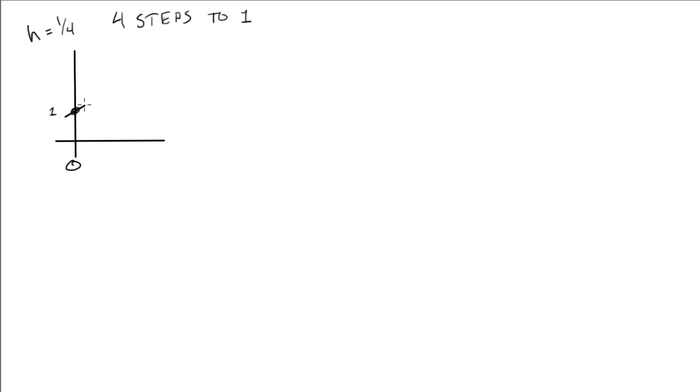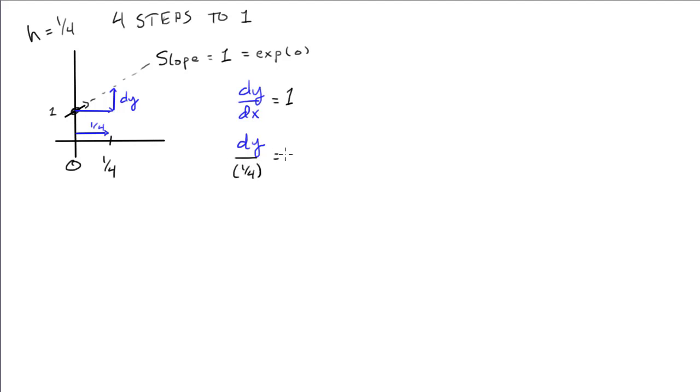Plot unit height, unit slope, which is the exponential of 0. Slope equals height. I'm going to push forward 1/4 unit. That is my horizontal differential. So my vertical differential is what I'm trying to find. Slope is rise over run, which is 1. So dy over 1/4 is 1, dy is 1/4. That's my vertical push. So my new height for this point I've just plotted is 1 plus 1/4.